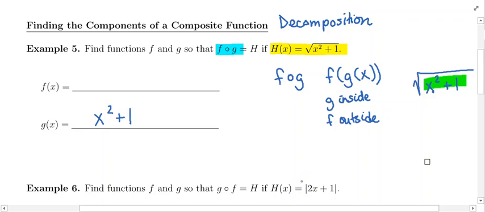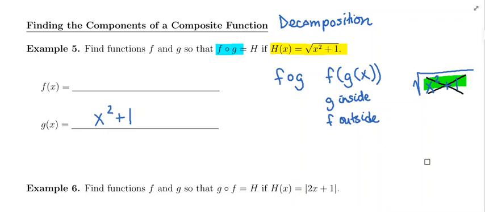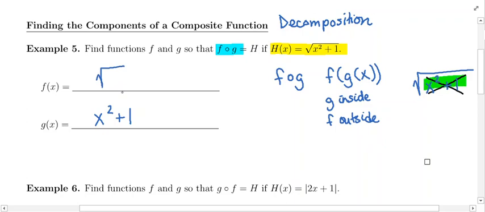Then we've got to identify the outside function. We just used the x squared plus 1, so I'm going to scratch it out. What's left? Well, the square root. We need a variable, so we're going to put the square root of x. That's it. We just decomposed it into the original functions.